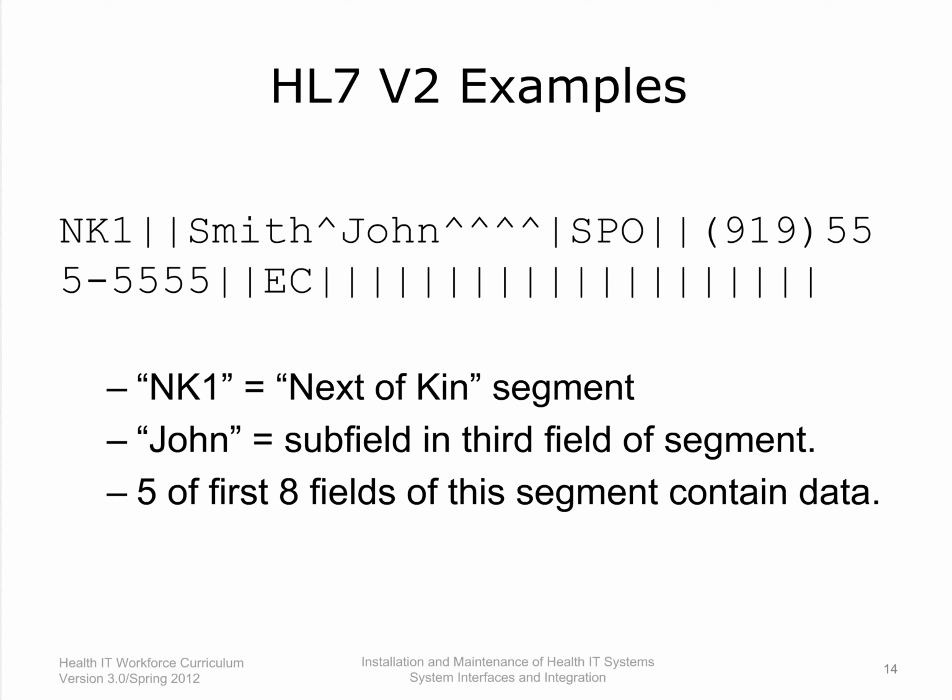Then comes another pipe, indicating an empty field. Next, we see a last name Smith and first name John separated by a caret, indicating that they are subfields of the name field, along with several more carets indicating empty subfields. After that are various other pipes indicating fields, one of which is obviously a phone number, and many of which are empty. Overall, 5 of the first 8 fields contain data. Bear in mind, this would be one segment in a message of many lines as part of an admissions message.